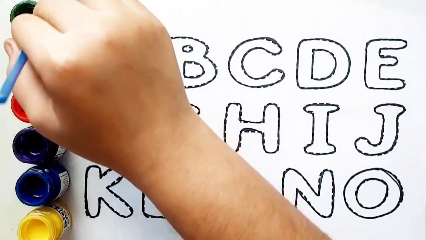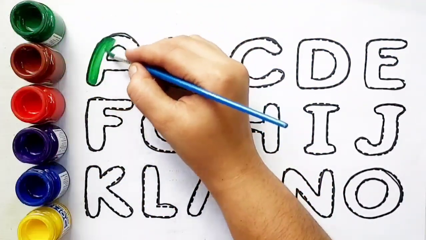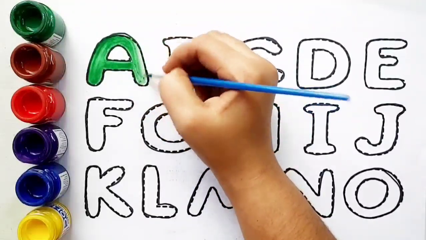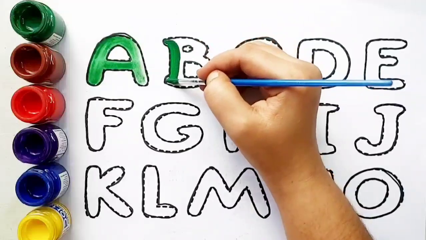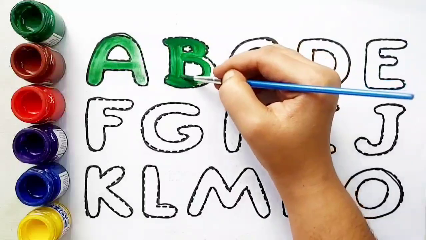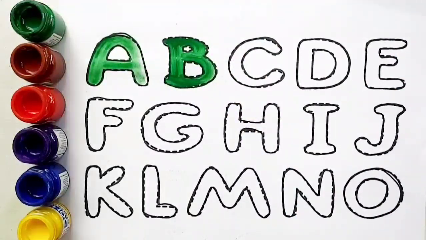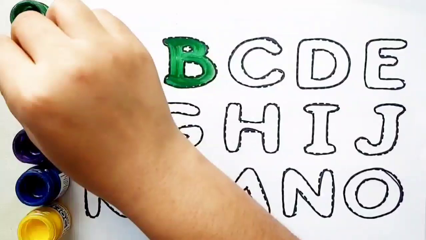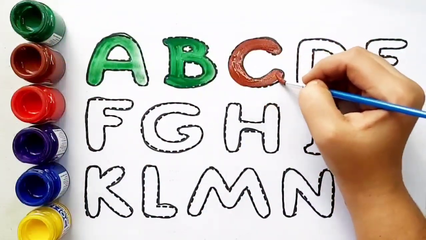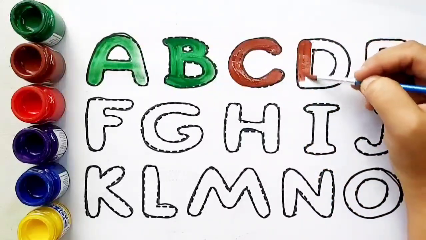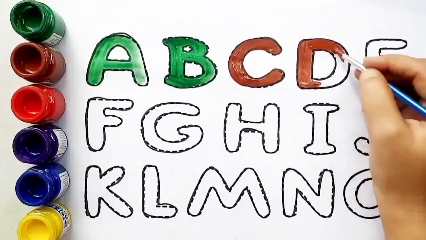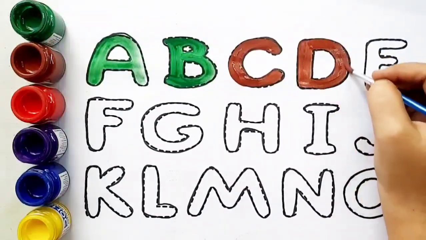Green color. A, A for apple, B, B for banana, brown color, C, C for cat, D, D for dog.